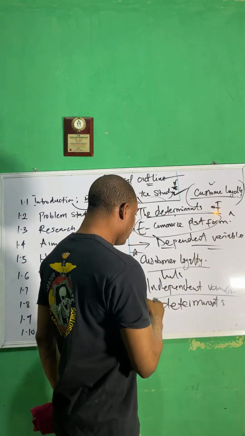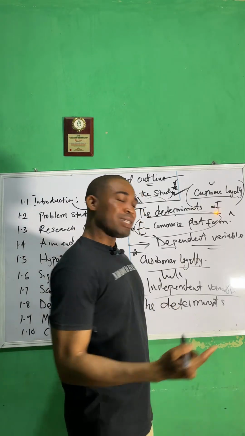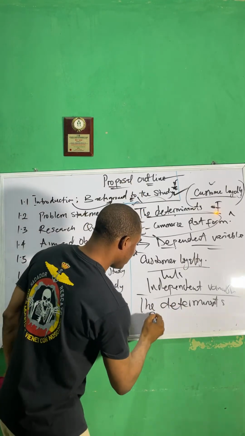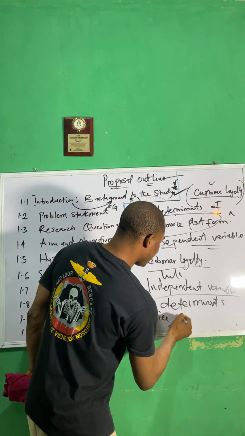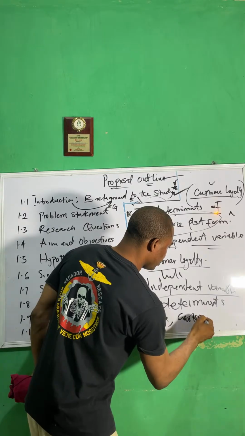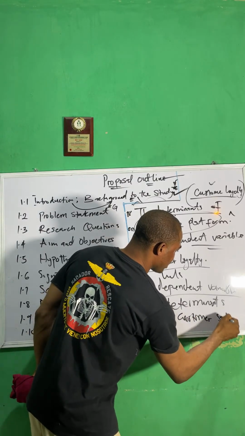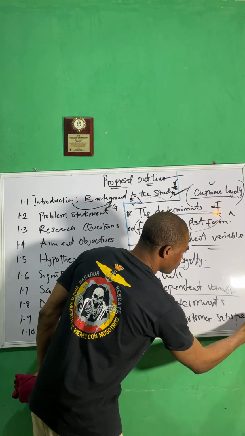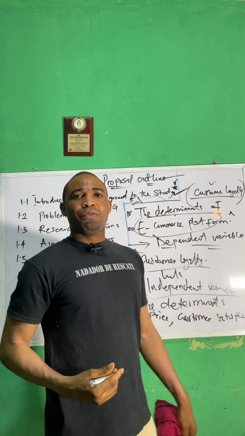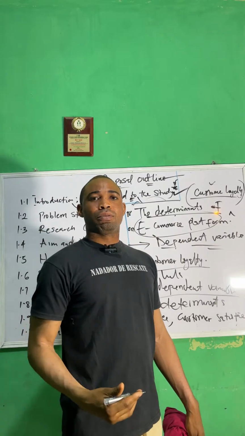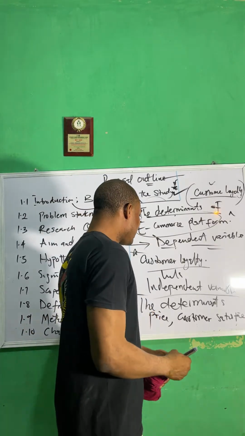So what are the determinants? Price can be a determinant, the price of the goods. Customer satisfaction can be a determinant. Logistics and delivery, quick delivery and accurate delivery. So all these things are determinants.